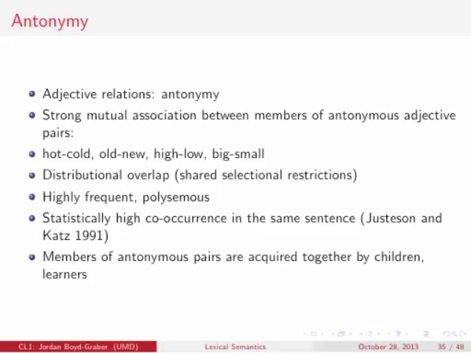When you move into different parts of speech, you have different kinds of relationships. So for example, one of the relationships is antonyms among adjectives. And so hot, cold, old, new, high, low, big, small, these are pairs of antonyms. The reason that they chose to organize adjectives using this relationship is because this is often how adjectives are learned by children and language learners.